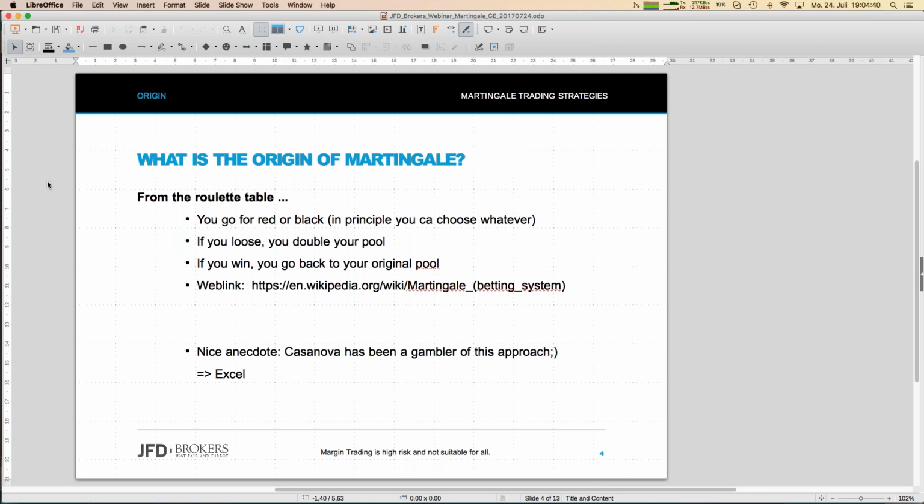So the origin of Martingale is from the roulette table. We talk about casino, and therefore you see already that what we talk about today is risky. The concept of martingale trading games is not only meant for the roulette table, but that is the most common game for martingale strategies. And the logic in the original behavior is really, really simple.